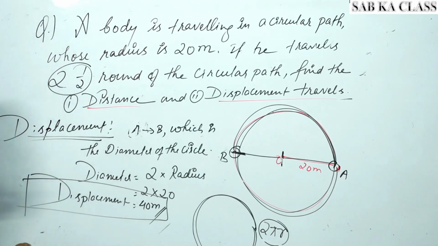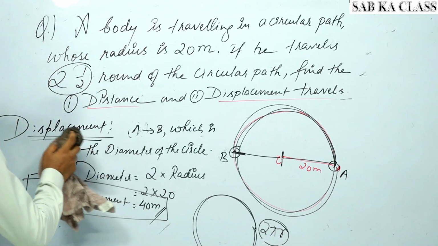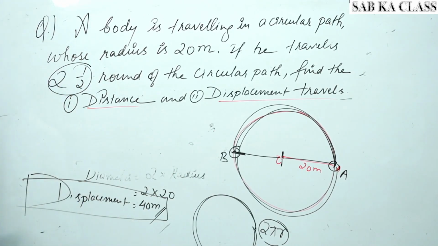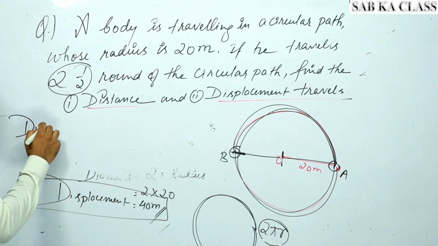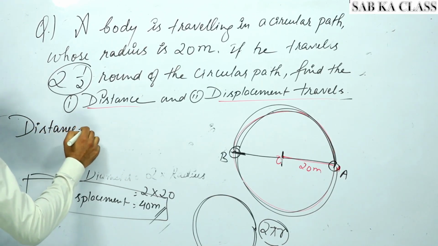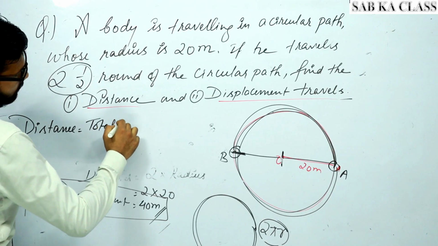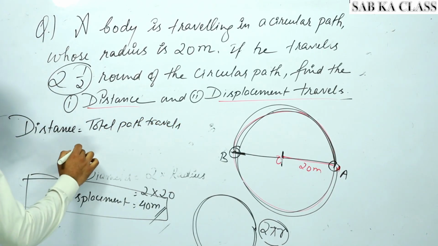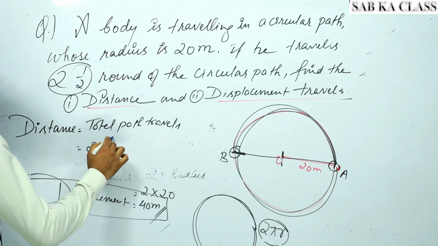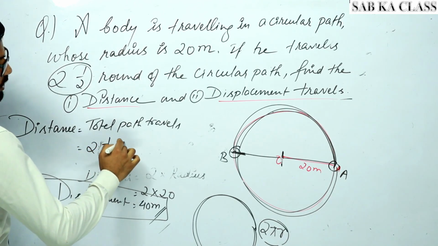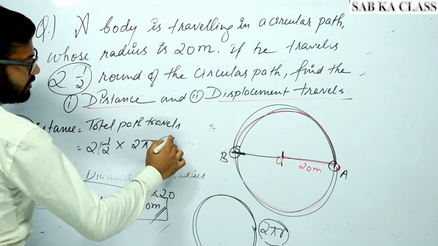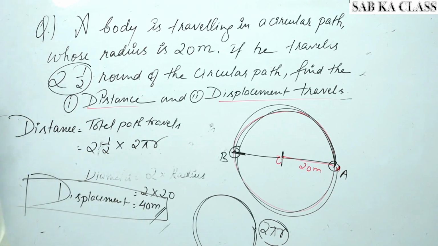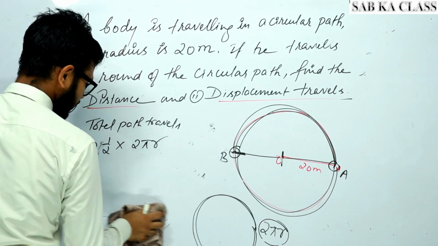So let us find the distance now. Distance very simple. I am writing this one. Distance how much? Distance is equal to total path travelled. That is equal to what? 2 and a half, that means 2.5 into twice pi r. समझ में आएगी नहीं? 2 into half into twice pi r. Very interesting. See here, my dear.